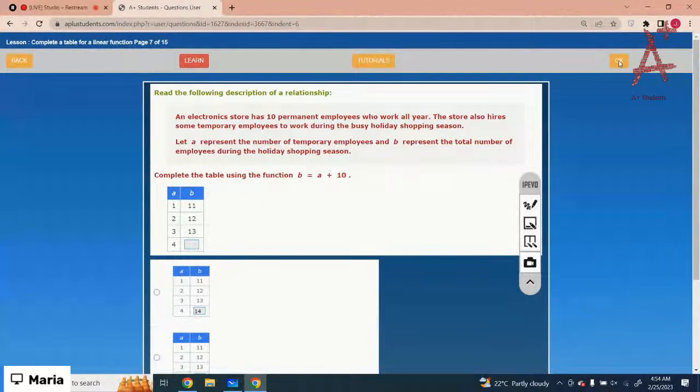Okay, an electronics store has 10 permanent employees who work all year. The store also hires some temporary employees to work during the busy holiday shopping season. Let A represent the number of temporary employees and B represent the total number of employees during the holiday shopping season. Complete the table using the function B equals A plus 10. So you have to calculate for A equals 4. So 4 plus 10 equals 14. That means the total employees are 14. So option number 1 is the correct option.